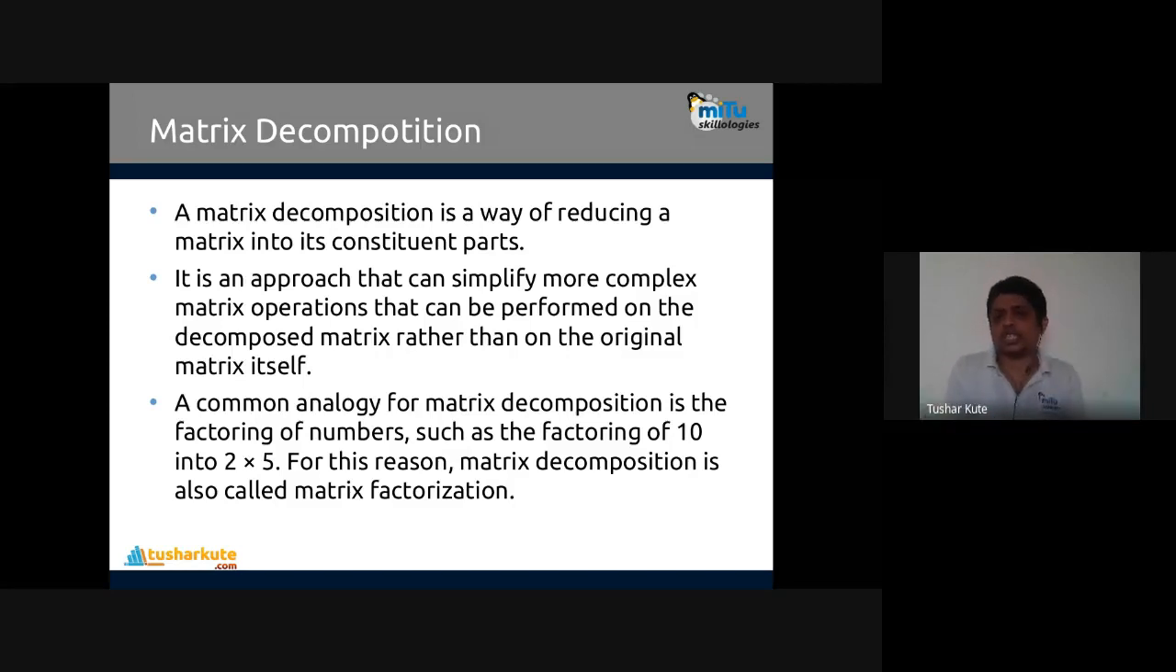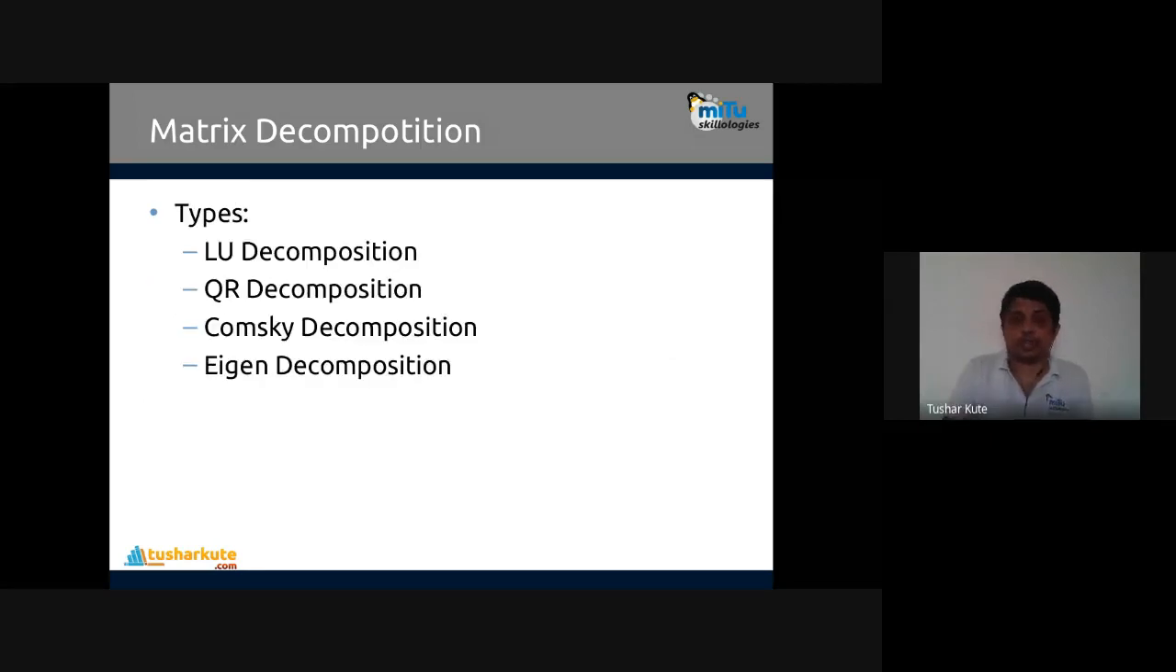Remember, there are many applications. I think yesterday I also told you about it. Principal component analysis is a very commonly used method, where decomposition methods are used to reduce the number of dimensions. Many types of matrix decomposition exist. I have listed some of them: first is LU decomposition, second is QR decomposition, then Cholesky decomposition, and Eigen decomposition. Out of these, the first and the fourth, LU and Eigen decompositions, we are going to learn in this session, and how exactly they work.